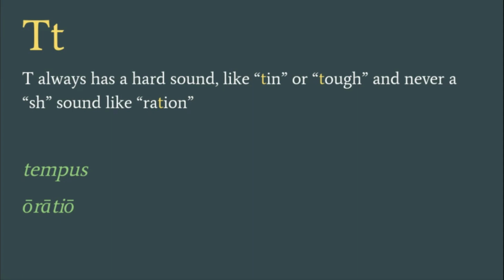That's not happening in Latin, right? That word in Latin would be ratio, right? It's a TIO, or at least a form of it. So down below, we have some other Latin words using that T. It's tempus and oratio, right? In English, you might say an oration, but in Latin, it's oratio. It's always a hard T sound.